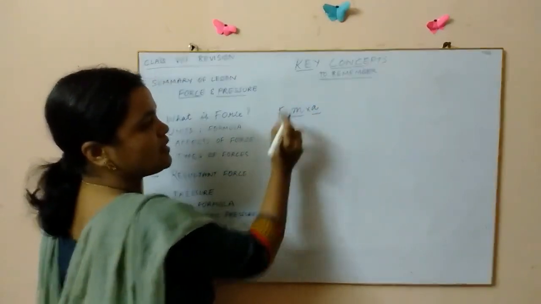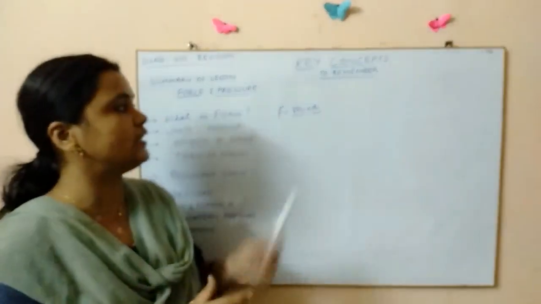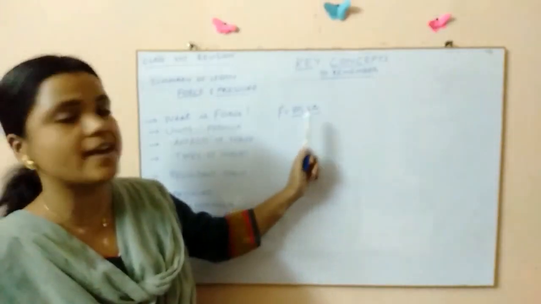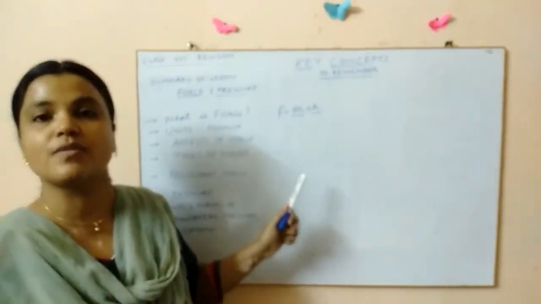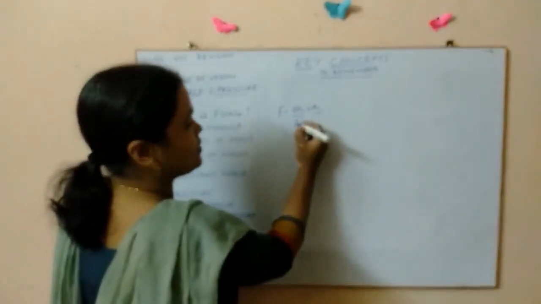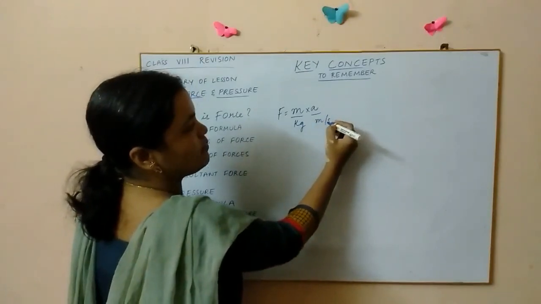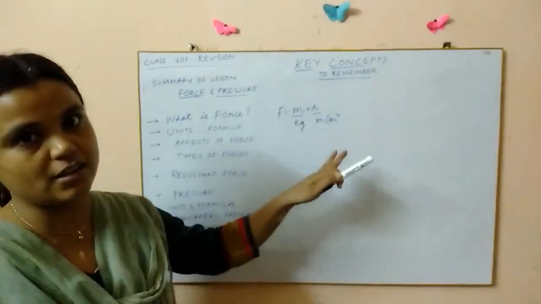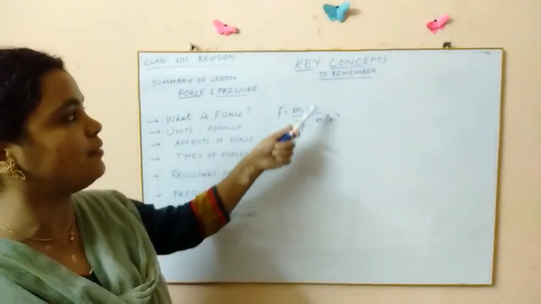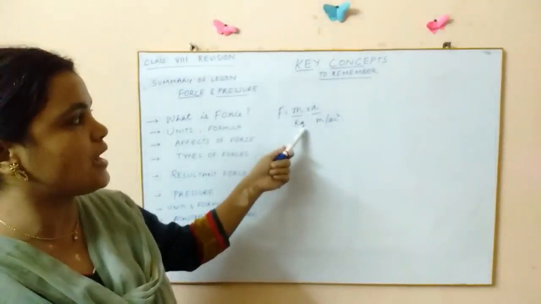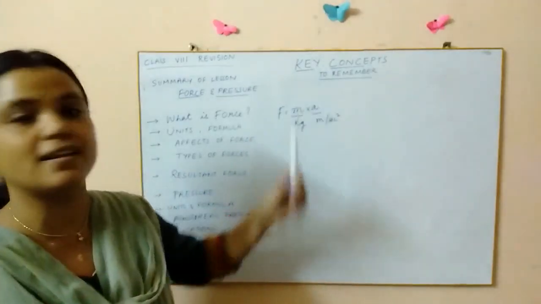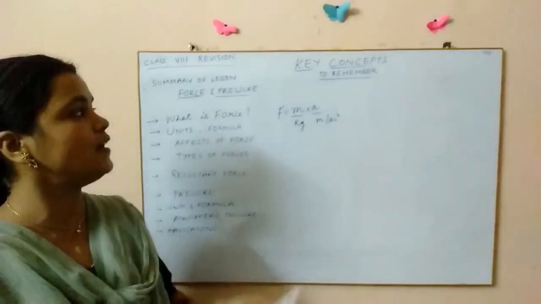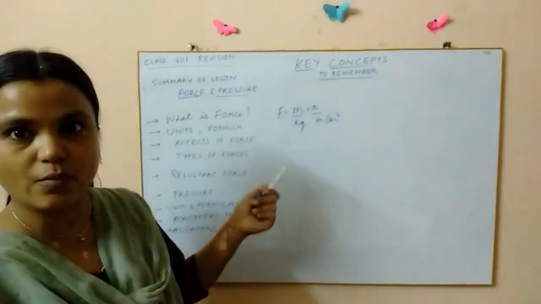Mass is usually measured in kilograms in SI units, and acceleration is measured in meters per second square. This is kilograms and this is meters per second square. So either way we can understand this definition. A force is something which makes a body of m kgs move with an acceleration of a meters per second square. Or we can go to the other side also.